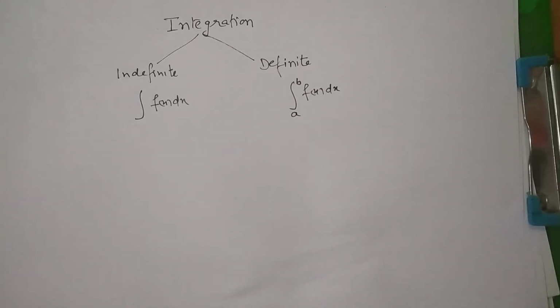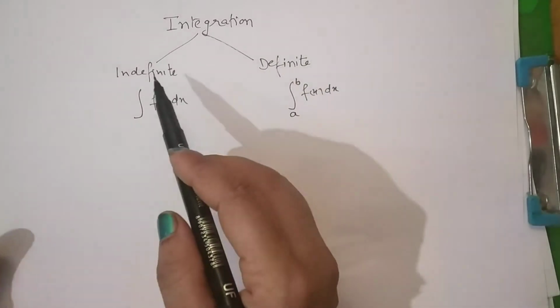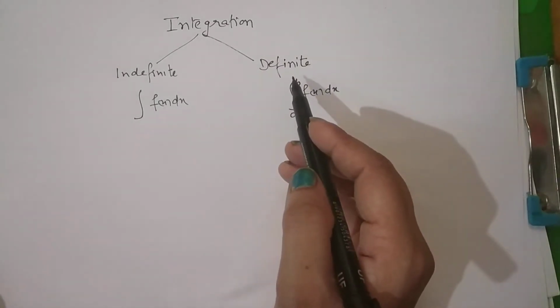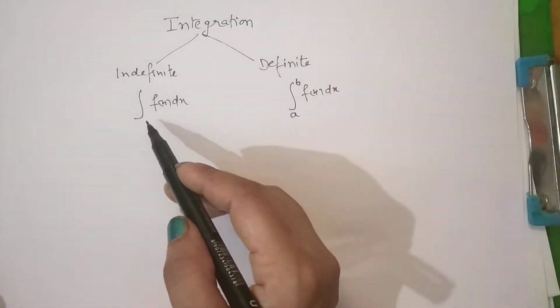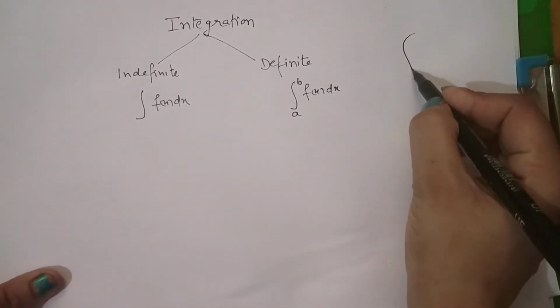Hello students, today we will start the next chapter, indefinite integral. So integration or integral are of two kinds, indefinite integral and definite integral. Indefinite integral means we are given this integral. This is the symbol of integral.